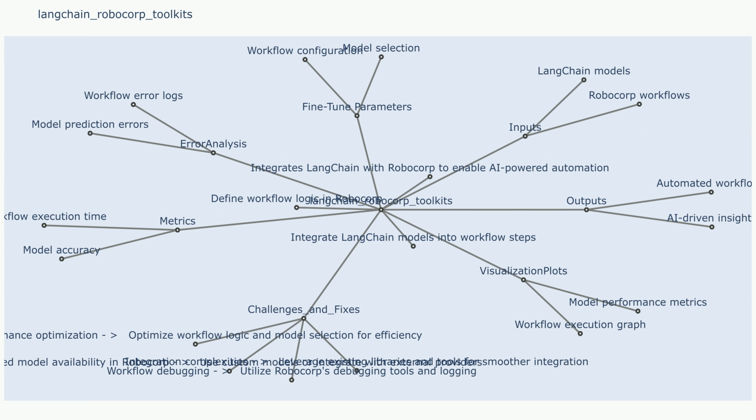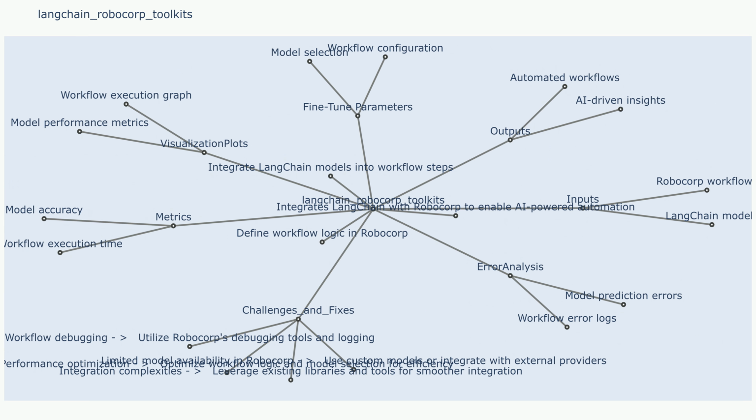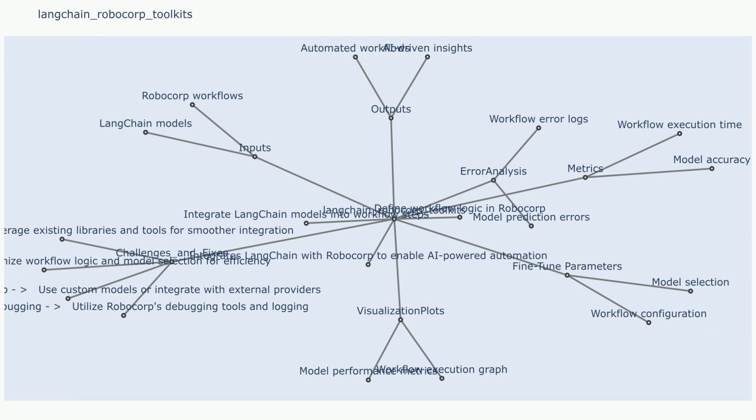Visualization plots. Visualization plot 1. Explain in detail data flow diagram. This plot visualizes the flow of data through the toolkit, highlighting the different steps involved in processing the input data and executing automated actions. Visualization plot 2. Explain in detail NLP model performance. This plot can display the performance of the NLP models used by the toolkit, such as the accuracy of entity recognition and intent classification. Fine-tune parameters.